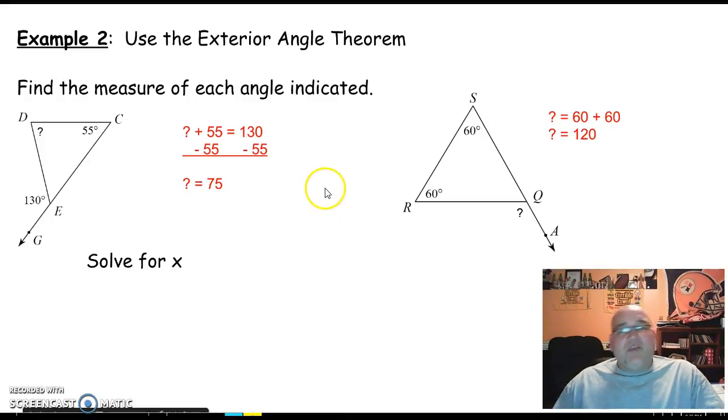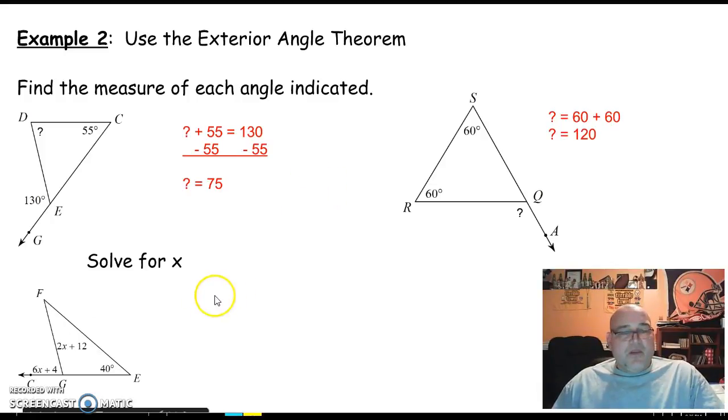We can also set up equations. If we solve for x, notice that 6x plus 4 is the exterior. The 2x plus 12 goes up here to angle F. So we can write the equation, the exterior angle, 6x plus 4, equals the sum of the two remote interiors, 2x plus 12 plus 40.